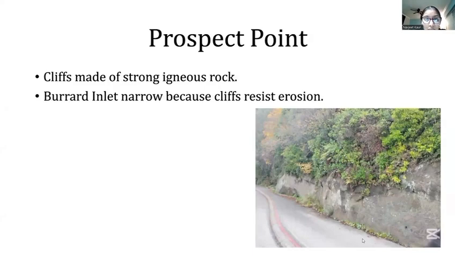And now I'm talking about the Prospect Point. Prospect Point, where we looked at the strong igneous cliffs that form the edge of the park. These cliffs show column-like features formed when lava cooled long ago. The inlet beside Prospect Point is narrow because these rocks resist erosion. On the other side of the inlet, we can see very old granite mountains, which are part of the coastal mountain range. This stop shows the older geological history that shaped the entire region.